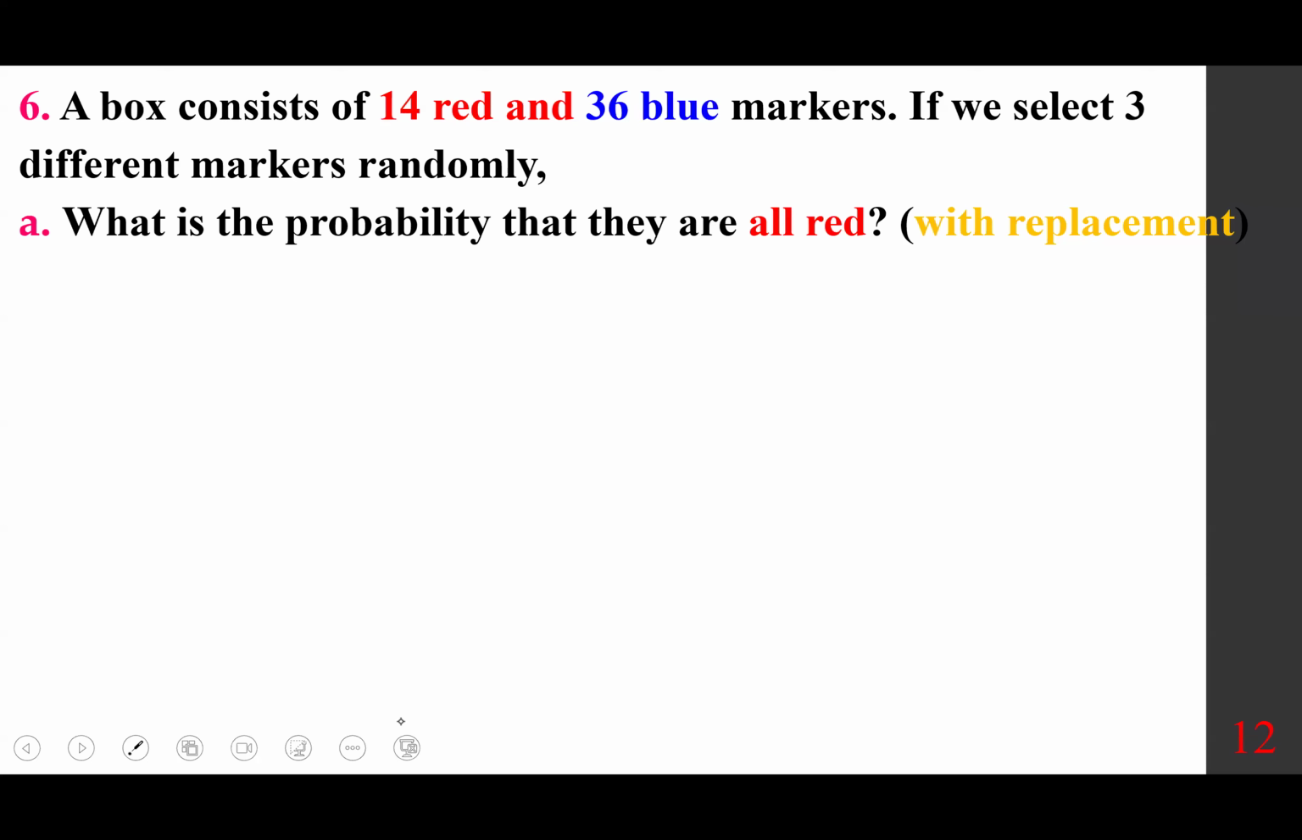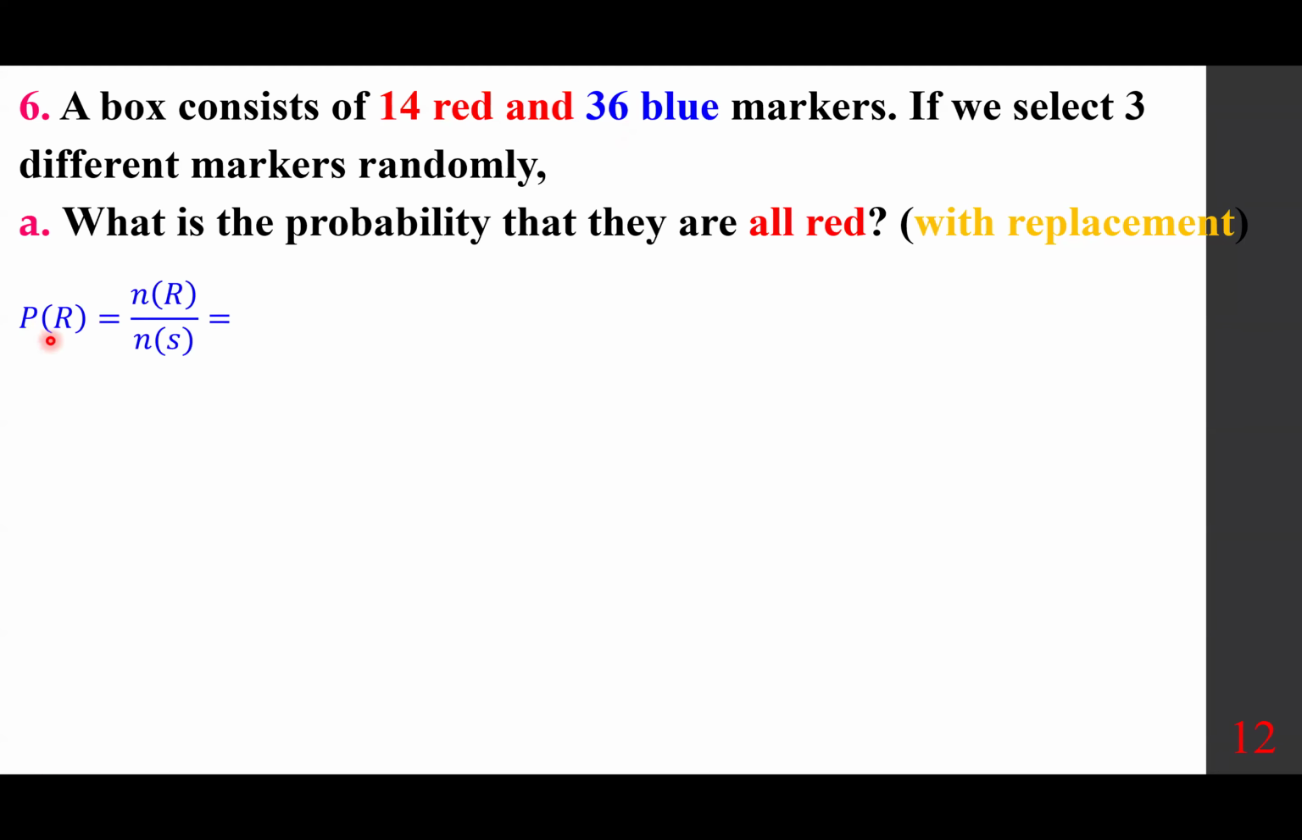All right, so what's happening in this case? A box consists of 14 red and 36 blue markers. If we select 3 different markers randomly, what is the probability that they are all red with replacement? And that's the key, with replacement. So what happens here? Basically, the probability of 1 red would be 14 out of 36, and then 3 of them would be 14 out of 36 to the 3rd power because it repeats and it's with replacement.